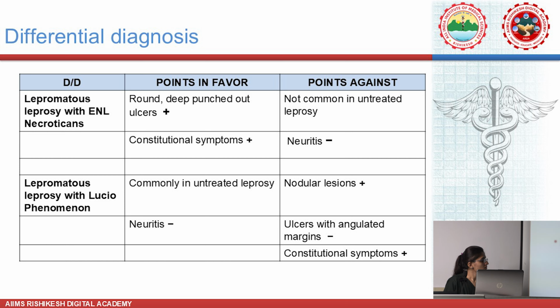What do you mean by neuritis? Ma'am, neuritis is tenderness of the nerve on palpation, sir. When we palpate the nerves to check for thickening of the nerves, if there is tenderness, that counts as neuritis, sir. Inflammation of the nerves. So when you palpate the ulnar nerve, it would be tender. Yes. Okay. Carry on.